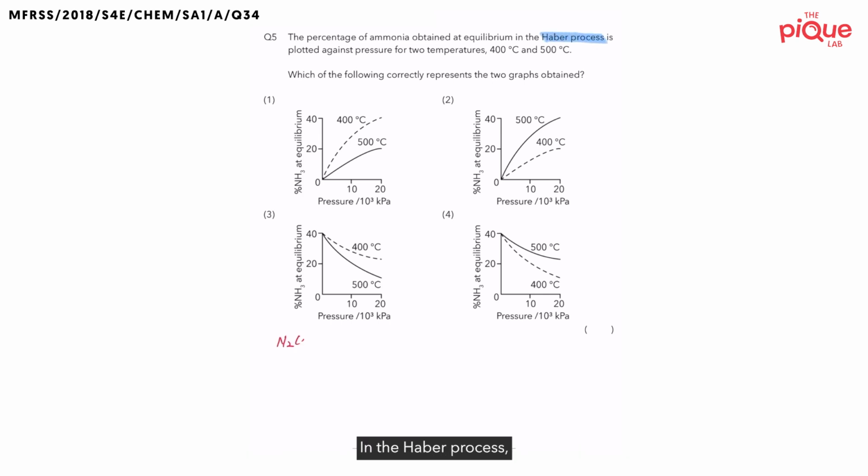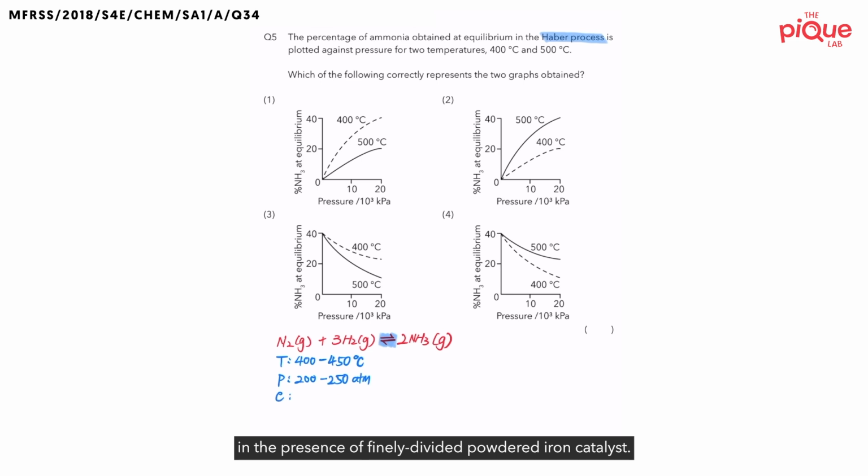In the Haber process, nitrogen reacts with hydrogen in a 1:3 ratio to form ammonia in a reversible reaction. That's why for this equation, we have to use a reversible arrow. Can you still remember the reaction conditions of Haber process? The Haber process occurs at a temperature of 400 to 450 degrees Celsius and a pressure of 200 to 250 atm in the presence of finely divided powdered iron catalyst.